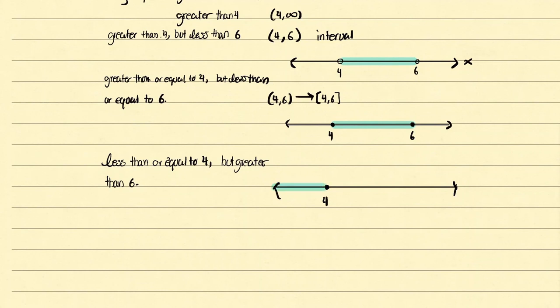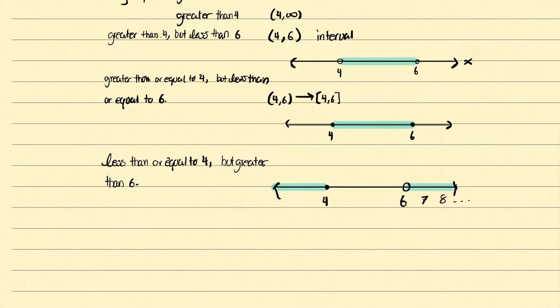But then in the second part, it says greater than 6. So instead of a closed circle, I need an open circle because it doesn't say greater than or equal to 6. It's strictly greater than 6. So here I have 6. And greater than will point this direction. Here are all the numbers that are greater than 6. 7, 8, dot, dot, dot, all those numbers.